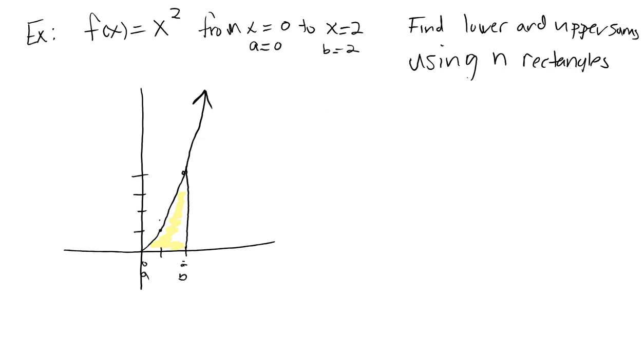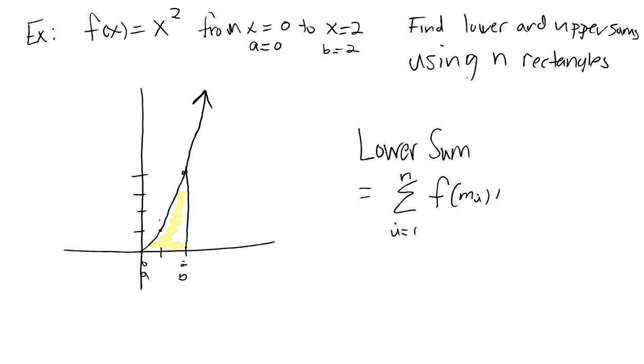So I'm going to work on finding the lower sum. I gave you a formula for the lower sum a moment ago, and that's the sum of i equals 1 to n, f of lowercase mi times delta x. That lowercase mi is the minimum on the interval. So I'm starting off with this formula, and the first thing that I want to work out is delta x.